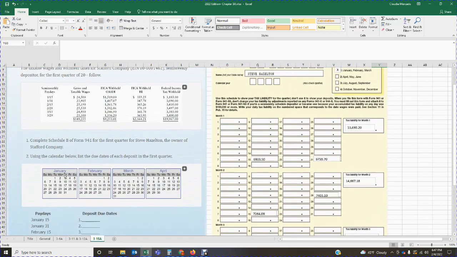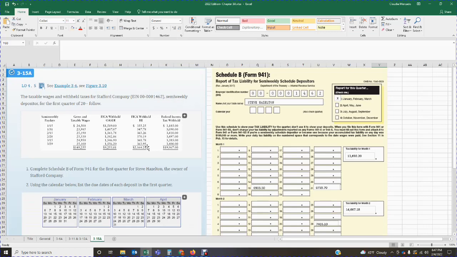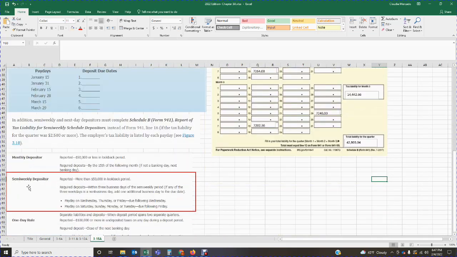Now this is a semi-weekly depositor. Okay, so I go to my semi-weekly area here, and it basically says, require deposits within 3 business days of the semi-weekly period. If any of the 3 weekdays is a non-business day, add 1 additional business day to the due date. If your payday is on a Wednesday, Thursday, or Friday, the payment is due the following Wednesday. If the payday is on Saturday, Sunday, Monday, or Tuesday, the deposit needs to be made the following Friday.